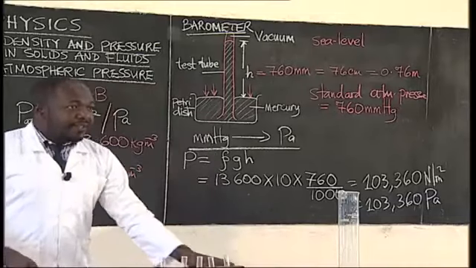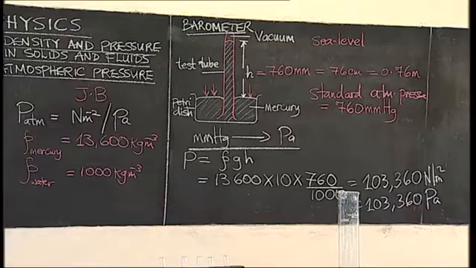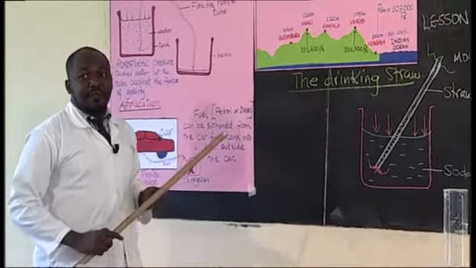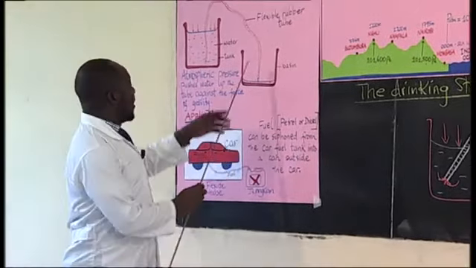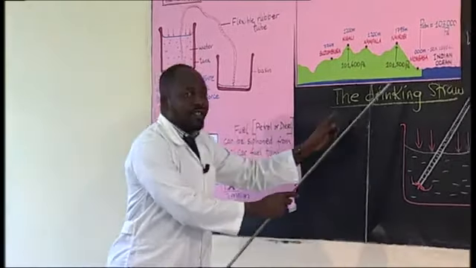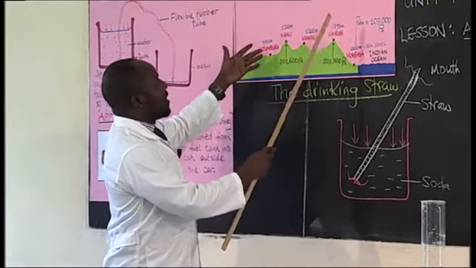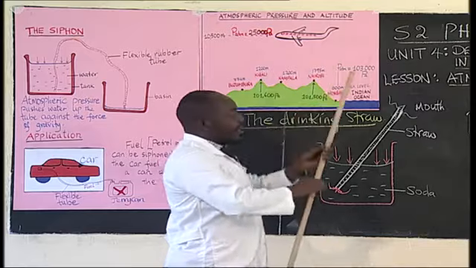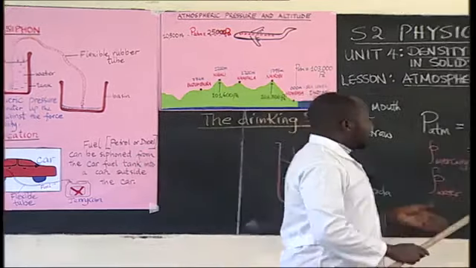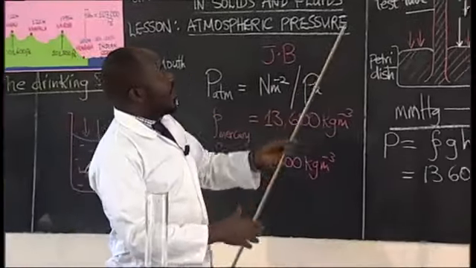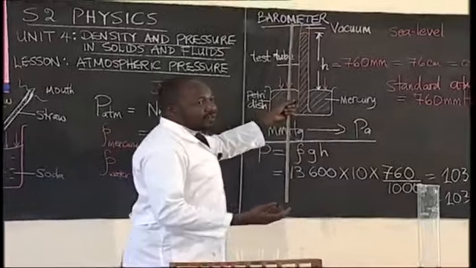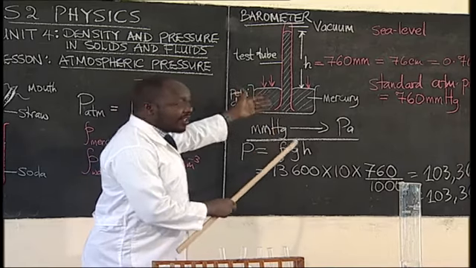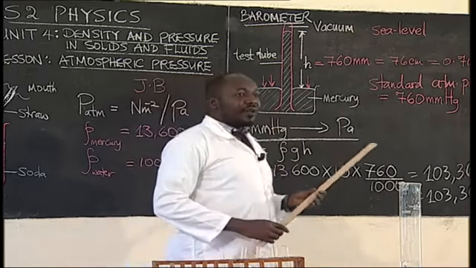So, as we summarize, our objective today was for you to know some applications of atmospheric pressure, which we looked at in the siphon and in the drinking straw. We have also seen that atmospheric pressure depends on altitude. As you go higher, atmospheric pressure reduces. And also, we looked at the instrument to measure atmospheric pressure, which is the barometer. And that is how a barometer works.